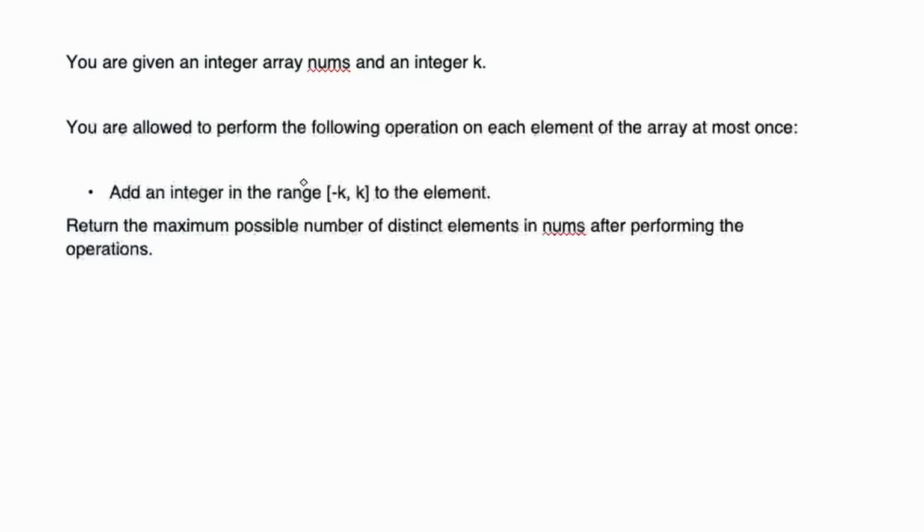So basically we could take any element in the array and we can add an integer in the range from -k to k to that element. And our goal is to maximize the number of distinct elements in nums after performing those operations. So pretty simple problem statement, but you see there's a bit of a trick that we need to do in order to figure this out.